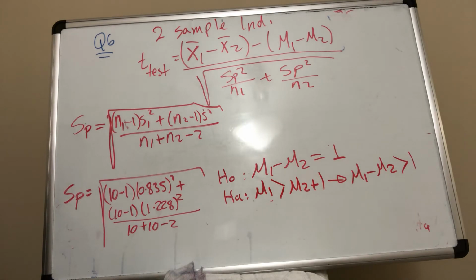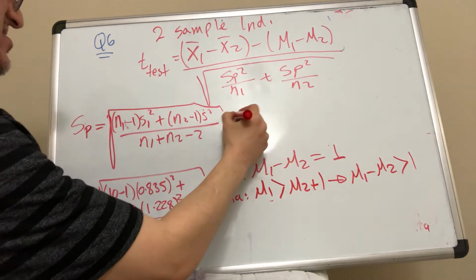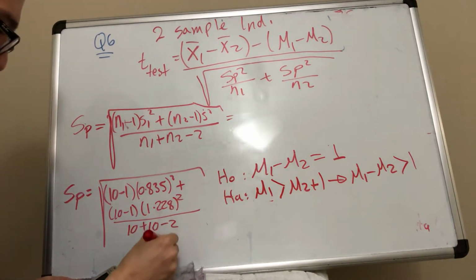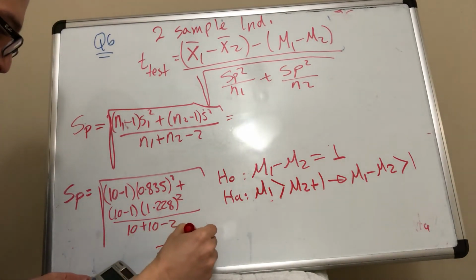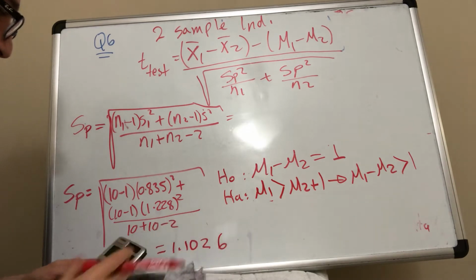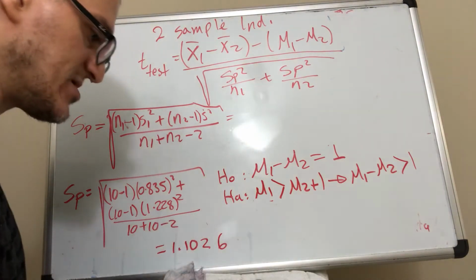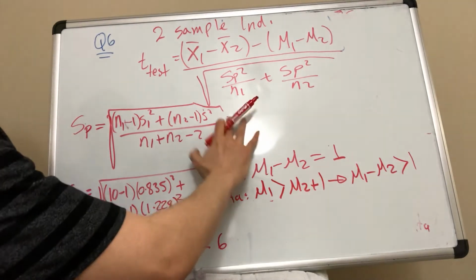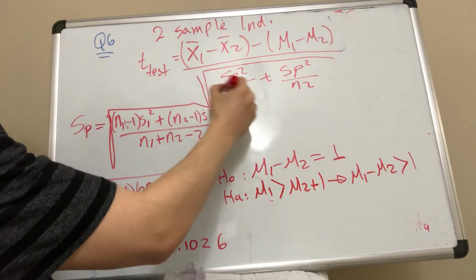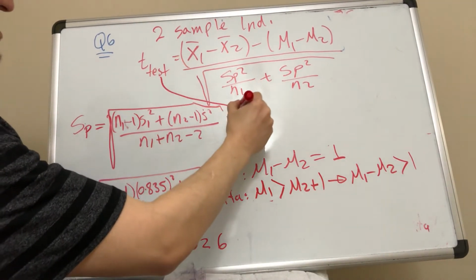So we do the calculation. We'll do the top first. And the answer for this is 1.126. So the answer is 1.1026. So knowing that, I can put everything in my t formula now.